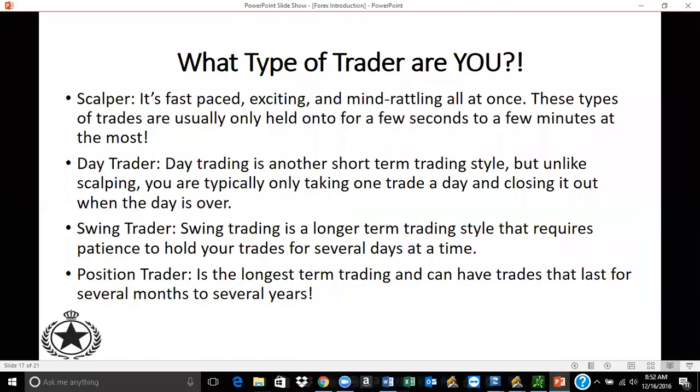So what type of trader are you, or what type of trader do you plan to be? Quite simply, scalping is fast-paced, exciting, mind-rattling, all-at-once trading. And it's not fun sometimes. It's not fun trading like this. It can be very scary being a scalper.